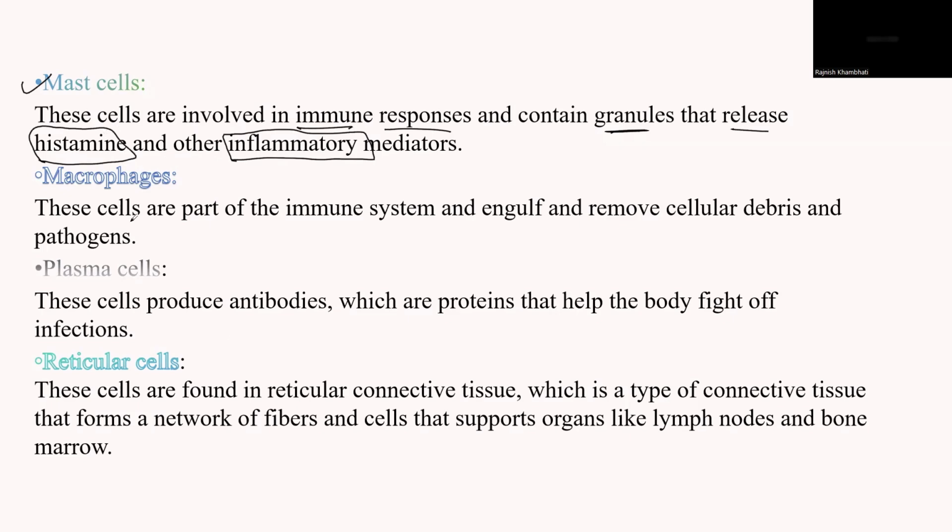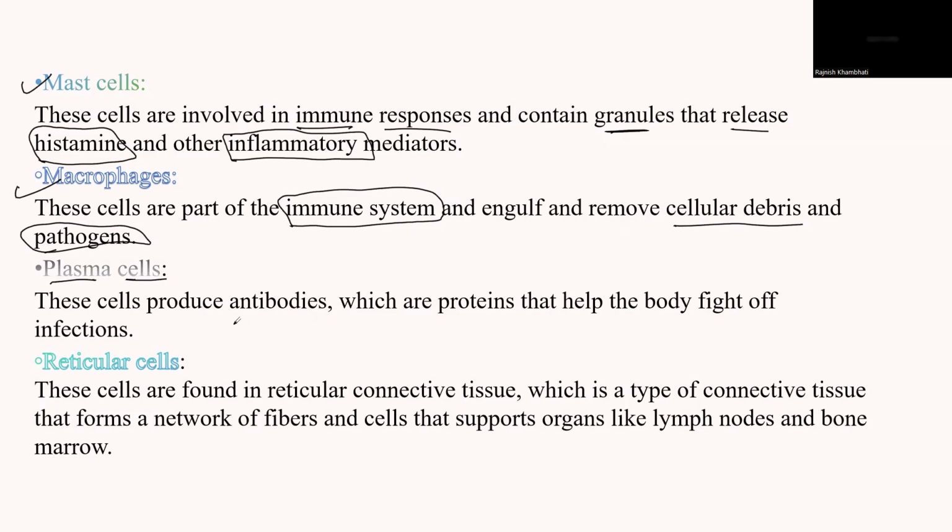Then next, macrophage. Macrophage cells are part of the immune system. They will protect you from foreign antigens and engulf them. How? By engulfing and removing the cellular debris of the pathogen. Pathogen means microorganisms that cause you disease. Harmful microorganisms are pathogens. So such pathogens are killed and cleared by macrophages.